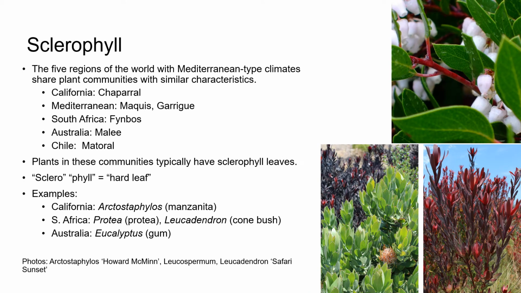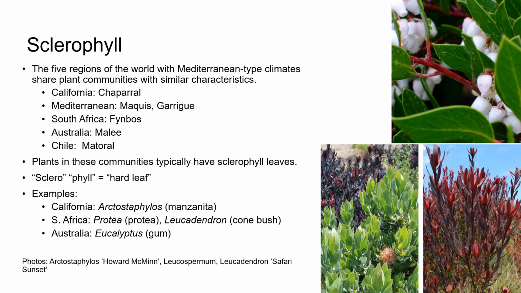As mentioned in a previous unit on climate, the 5 regions of the world with Mediterranean-type climates each have a typical plant community that shares similar characteristics. In California, this plant community is called chaparral. In the Mediterranean basin, it's called maquis or garrigue. In South Africa, it's fynbos. In Australia, mallee, and in Chile, matorral.